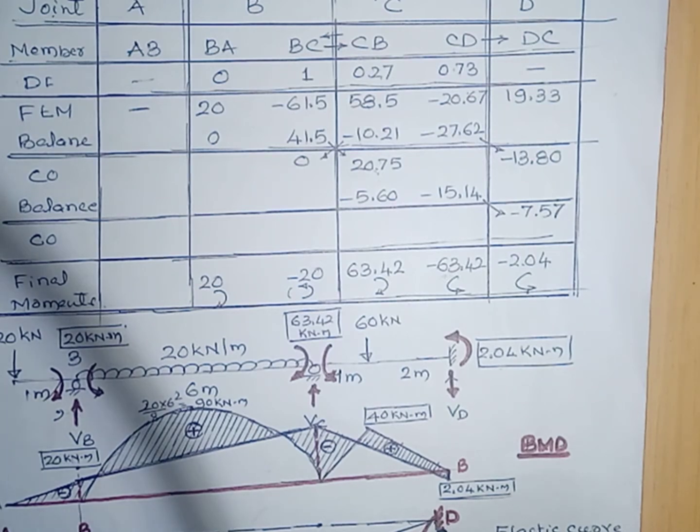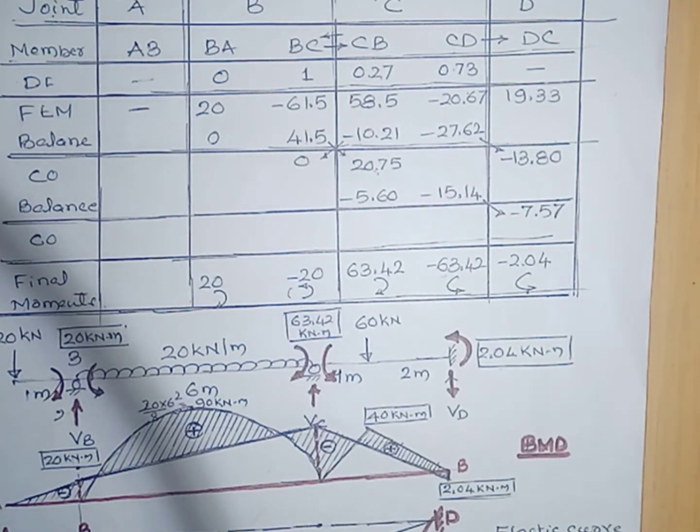Here at D the slope is 0. In this portion, this is the point of contraflexure. This point I mark by X. Similarly, here is the point of contraflexure where the bending moment changes from negative to positive. These are the points 1, 2 and this one is 3. Here there are 3 points of contraflexure. This is the elastic curve.